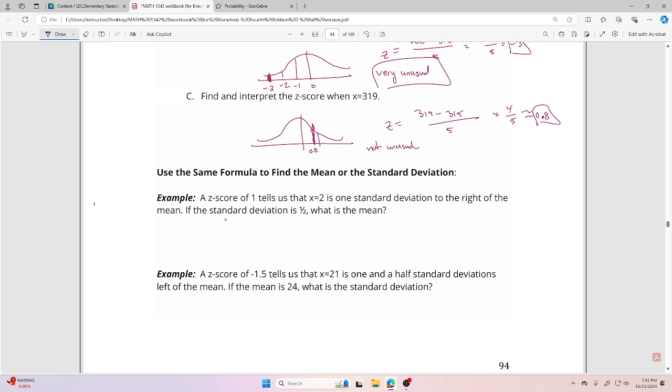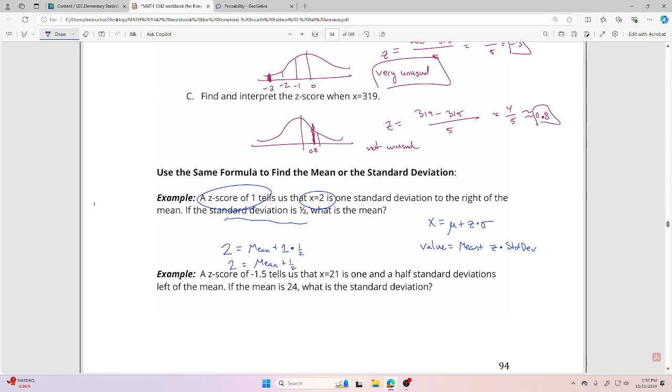So it says use the same formula, but I'm going to give you a new one. I think it's x is equal to mu plus z times sigma. Again, that's the value is equal to the mean plus the z-score times your standard deviation. So it says z-score of 1, x equals 2, that's the value. Standard deviation, what's the mean? Okay, here we go. So x is 2. We're supposed to find out what the mean is. Z-score of 1, times standard deviation of a half. What's 1 times a half? Is a half, yeah.